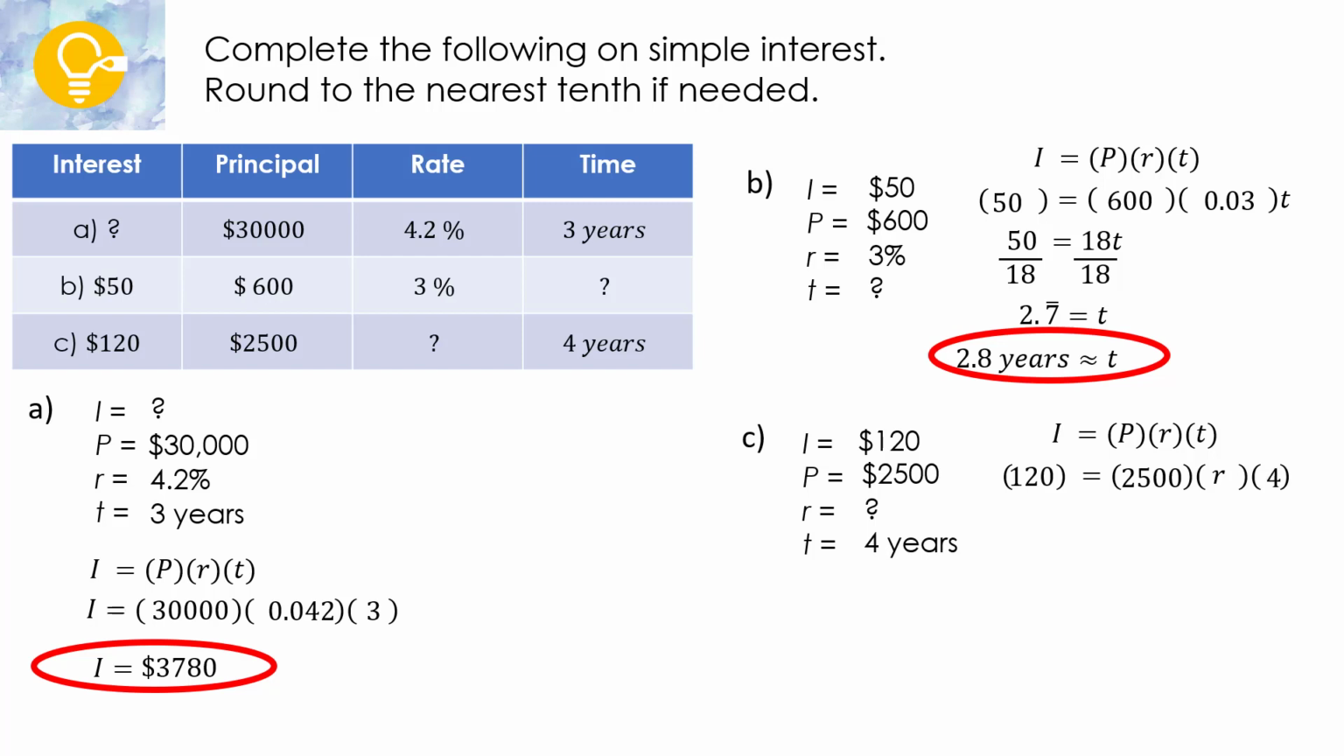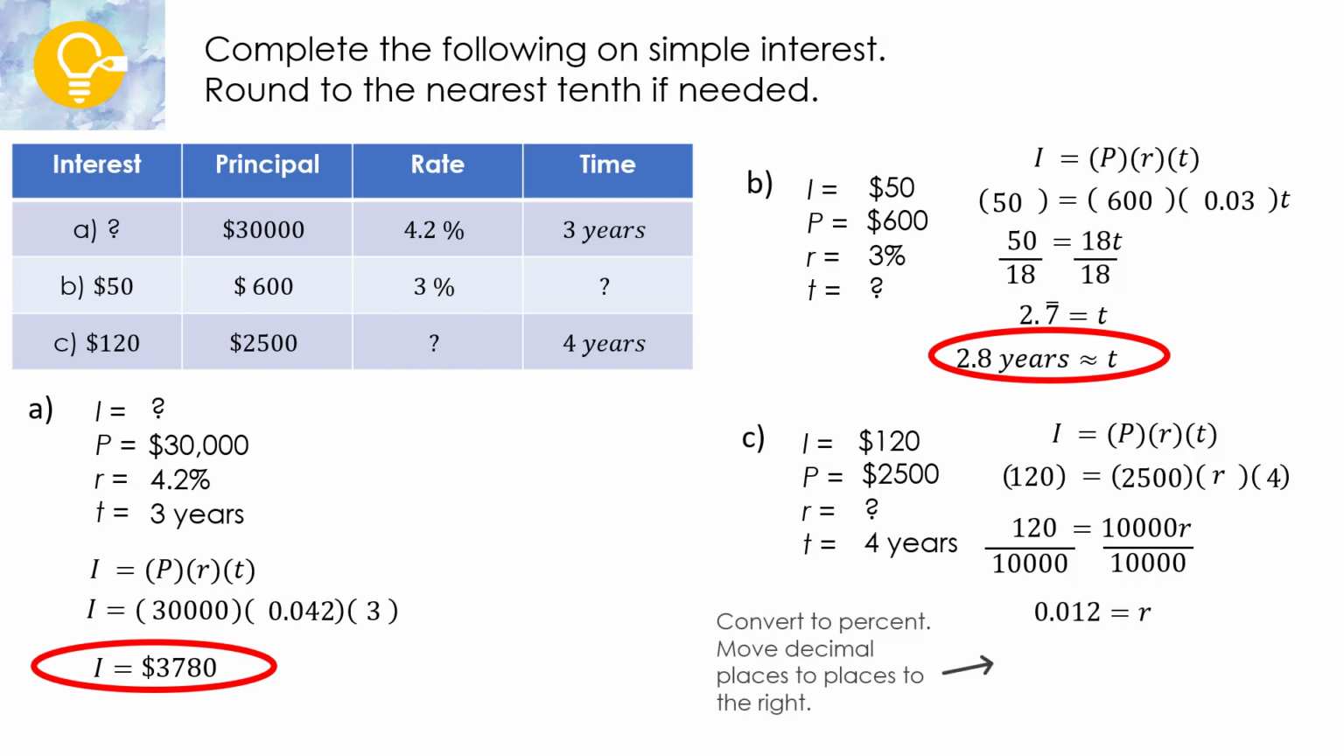We're going to take 2,500 times 4, which is 10,000 times R. We're going to divide by 10,000, and we end up with 0.012 equals R. Did you remember to convert to a percent? I hope you did, because the answer is 1.2% is our rate.